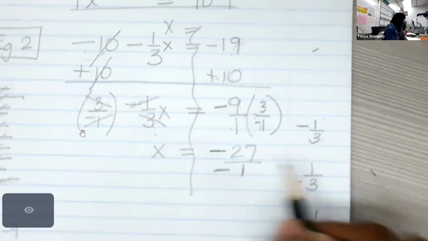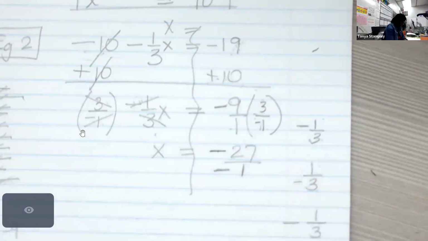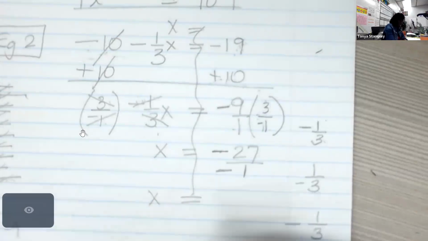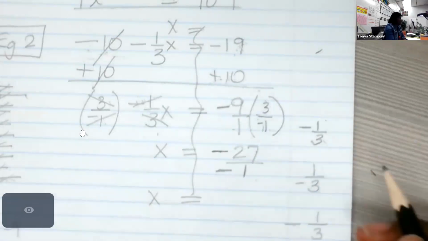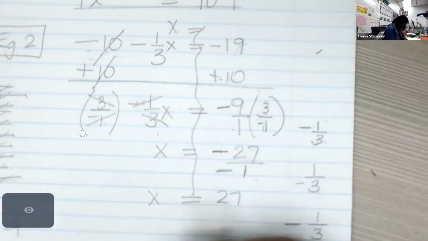That was harder than the first one. So now we got X equals, what's a negative divided by a negative? Positive. 27 divided by 1? 27. 27. Are we all good there? Any questions? All right, let's check it.